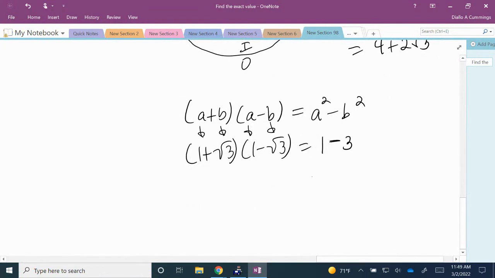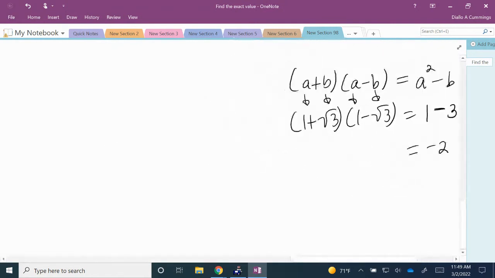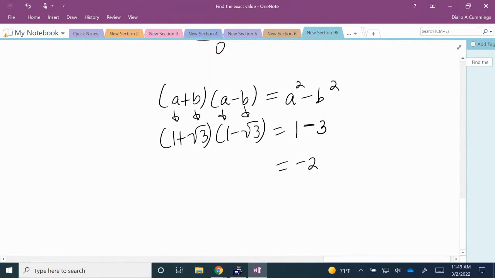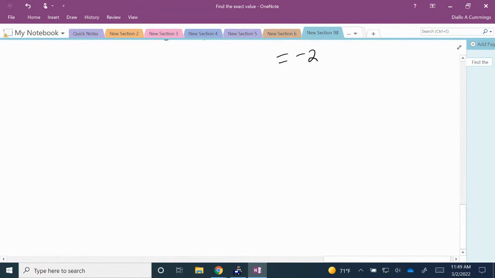So 1 minus 3 is negative 2. So our denominator should be negative 2. All right, or I can FOIL it out. I'll actually FOIL that out. Okay, that's using the formula. We can FOIL that out.